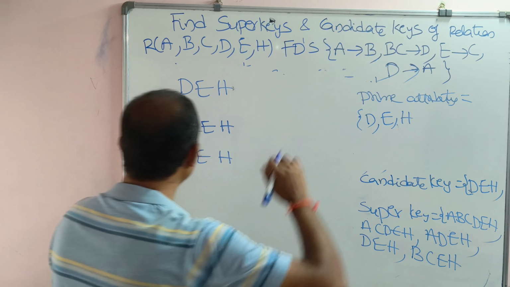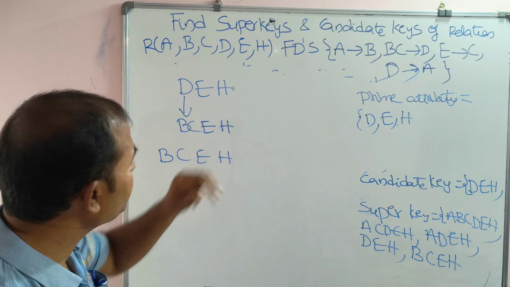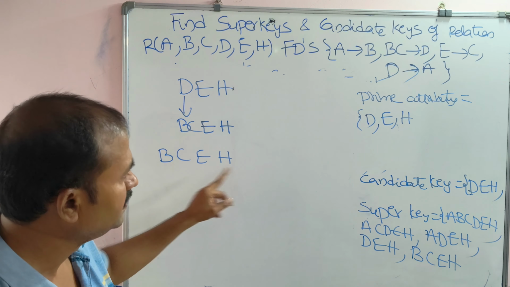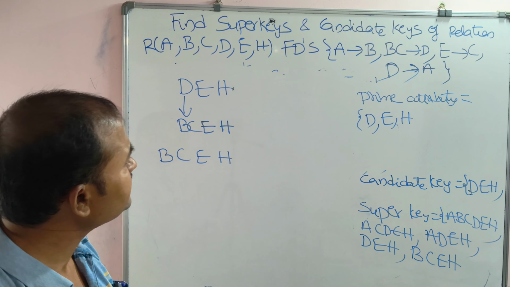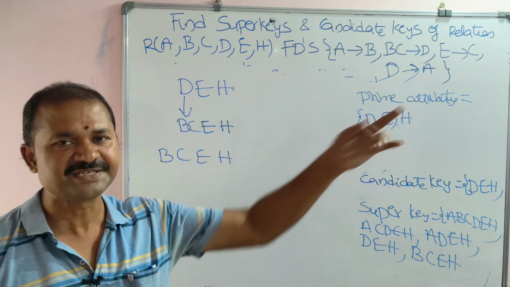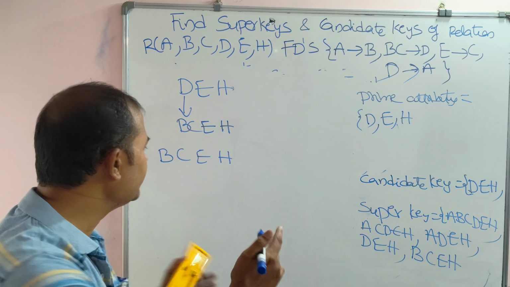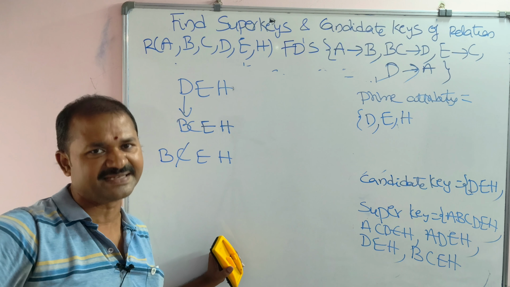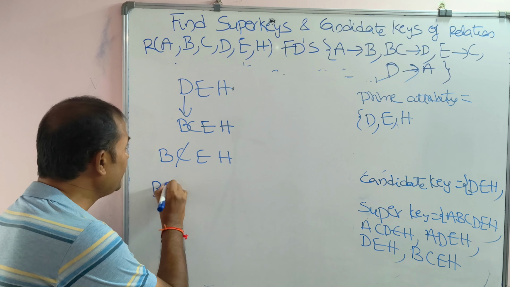A reduces to B. A determines B, but here there is no A. Next BC. BC determines D, but here there is no D. Next, E determines C. So that means if we have E, then we can get the C value. So there is no need of the C here. Why? Because if we have E, then directly we can get the C value also. So this BH will become the super key.